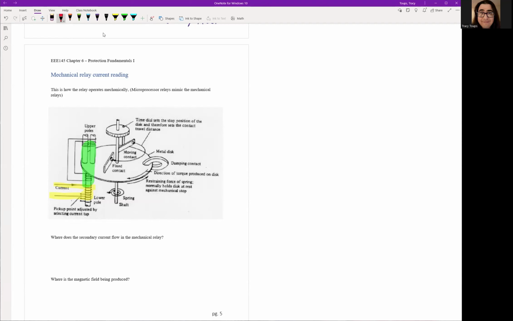So first thing is in any relay, remember, we draw a relay as a circle. And we have some type of wire coming in from the CT. Where does this come in? Well, this is the current coming in. This is your input. So wire goes in, wire goes out. This is your input from your CT. Now, where does the secondary current flow into the mechanical relay? Well, it flows right here, into the pickup coil. Everything in yellow, we call the pickup coil because it picks up the current.